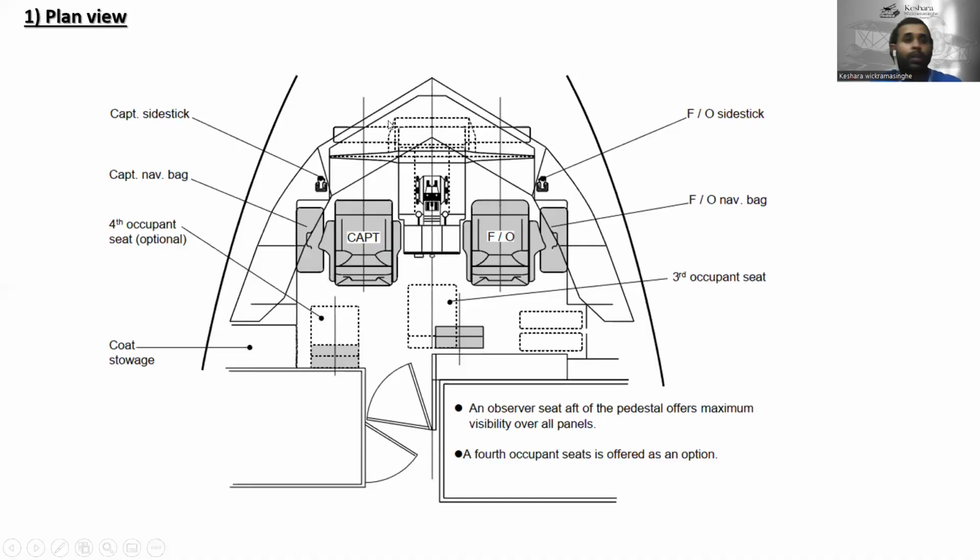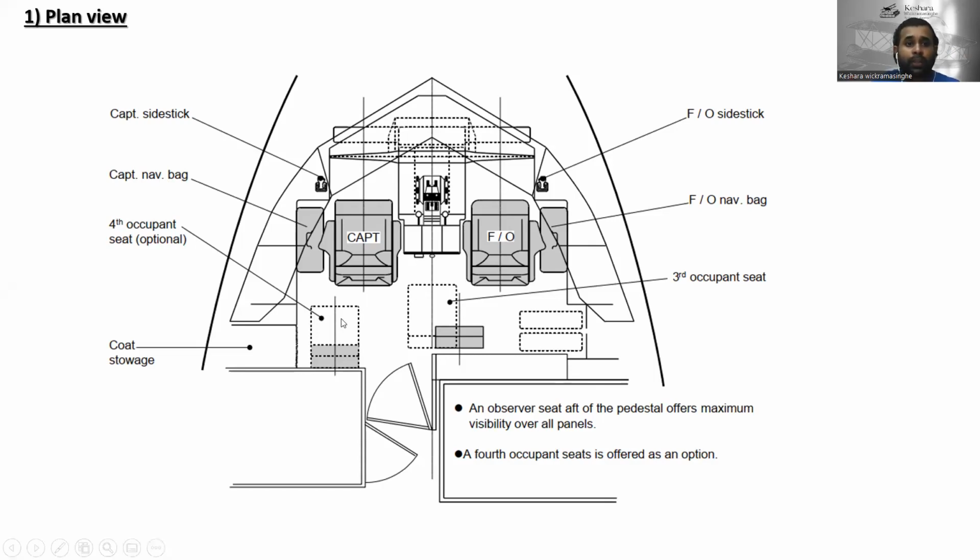The first one is the plan view. You can see the cockpit of the A320, 21, 19 aircraft. When you see it from the top, you can see it like this. This is the captain seat, and this is the first officer's seat. This is the captain side stick, and this is the captain navigation bag. In here he will keep all the navigation documents, especially documentation like the flight route.